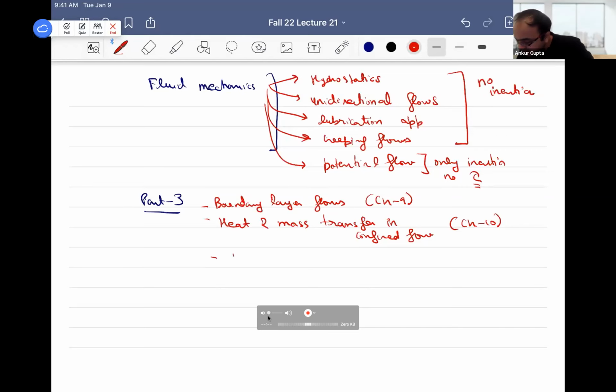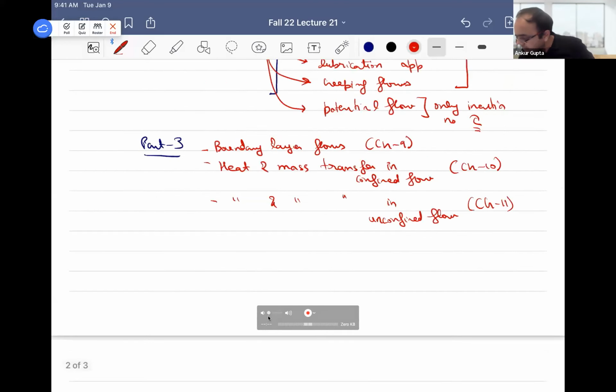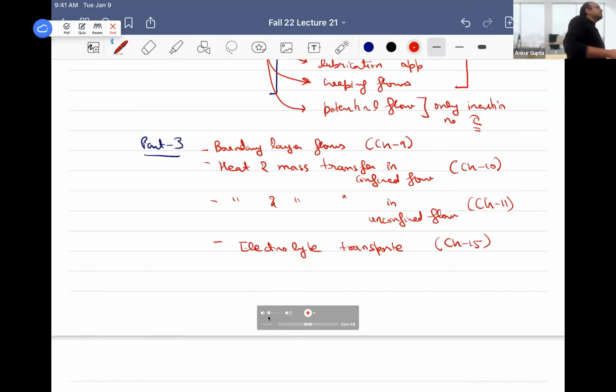Then we'll have heat and mass transfer in unconfined flow, that is around the object. So that is going over a sphere, chapter 11. Okay. And then finally, we'll have the final part being electrolyte transport, which is chapter 15. We'll skip over, I think, 3 chapters, which focus more on turbulent flows and multi-component diffusion. That is something we'll not discuss, but you are welcome to look at them in the book, or remember that when you're in your research, if something comes up related to that, the book does have multi-component diffusion and turbulent flows, but we will not do that in this course.